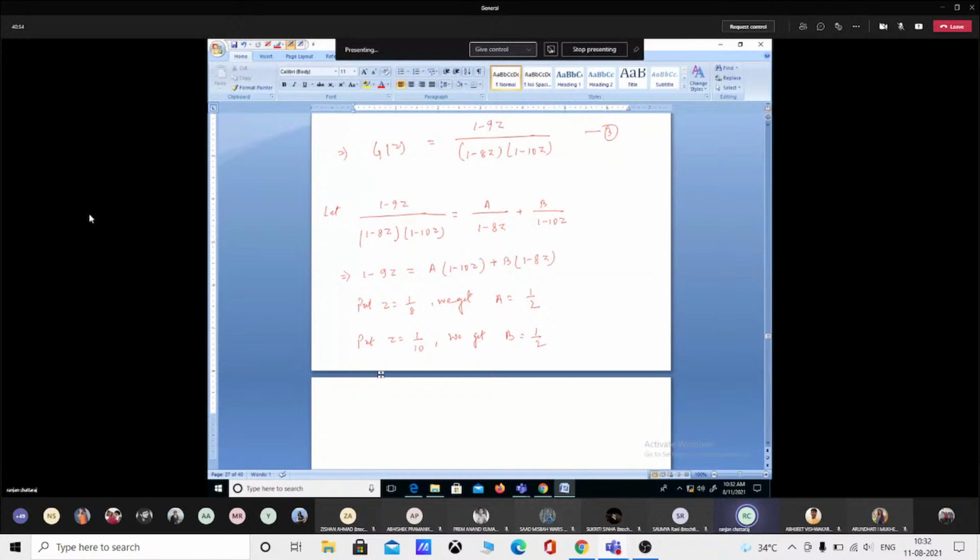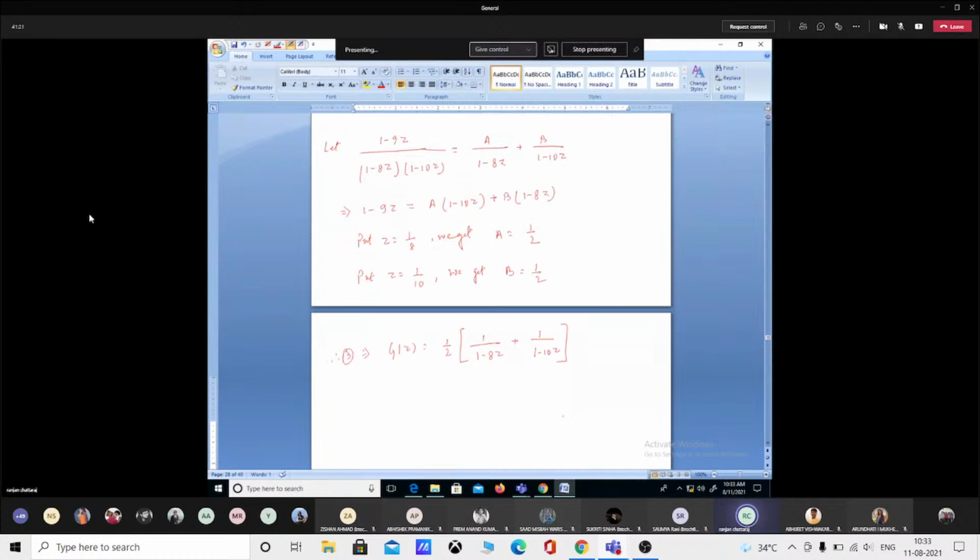Okay. So now put the values. Therefore, from 3, gz is equal to how much? It is half, and this quantity, so we have 1 over 1 minus 8z plus 1 over 1 minus 10z. Now this is equal to how much? Now gz is equal to the sum of an z to the power n, and this side you are getting the half.